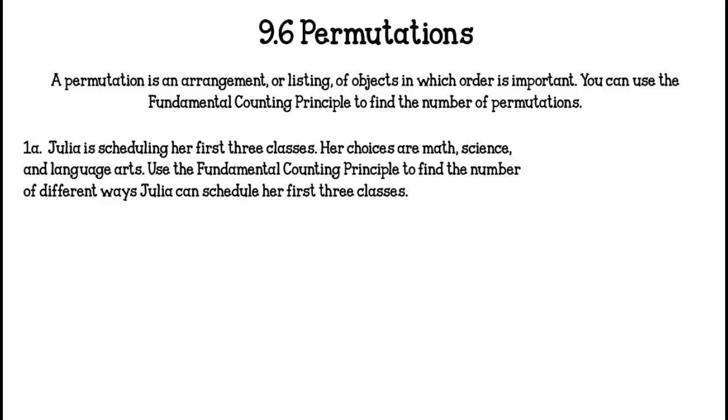Lesson 9.6 is permutations. A permutation is an arrangement or listing of objects in which order is important. You can also use the fundamental counting principle to find the number of permutations.